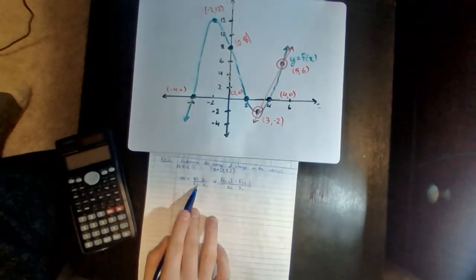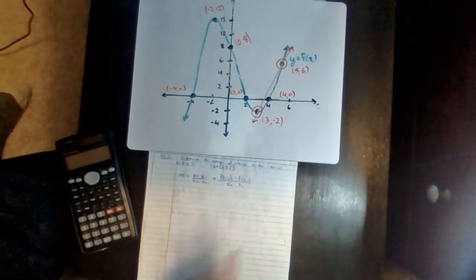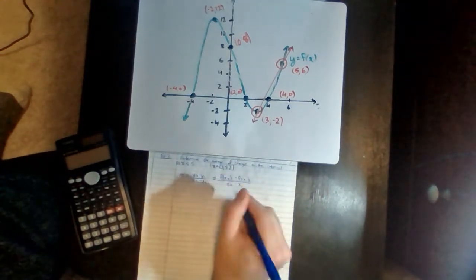This is the grade 9 version. Now that we're in grade 12 and we're used to that f of x notation, this is how we'd write that same statement. But we're still doing rise over run.